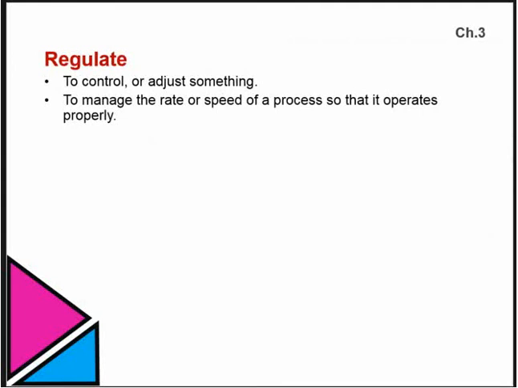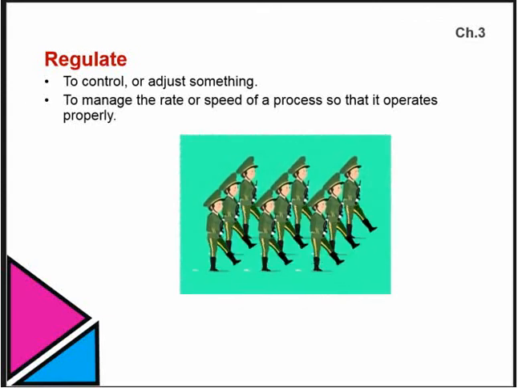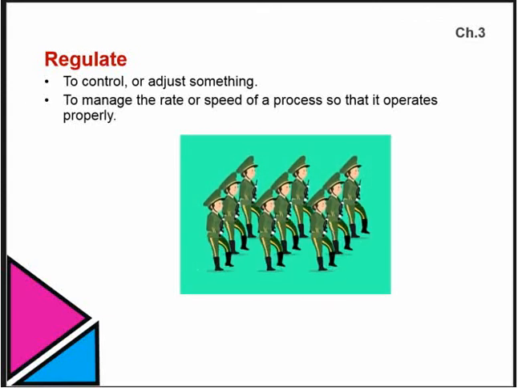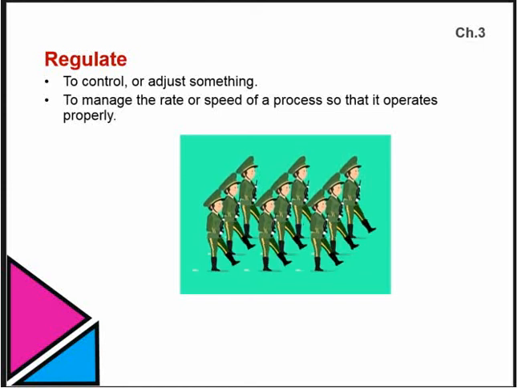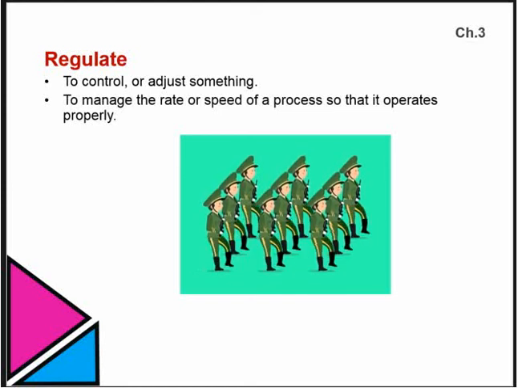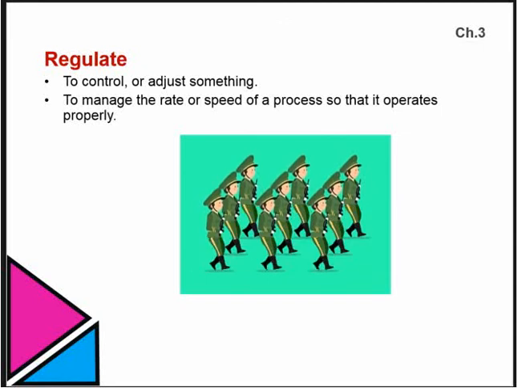Now, the final term that I'm going to explain from Chapter 3 is to regulate. Well, regulate means to control something, to manage the speed of a process. For example, these soldiers will march together. They control their movements, so they move together. One man will call out the time. Regulate means to control. So those are some of the terms you will find in Chapter 2 and Chapter 3.